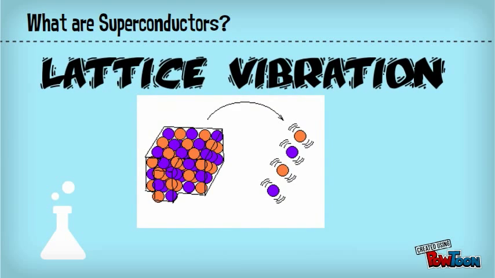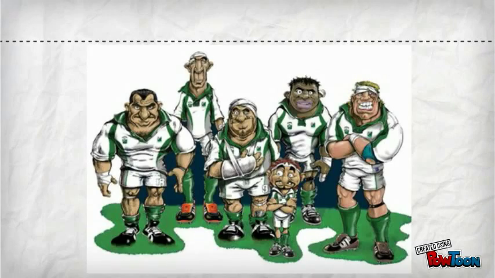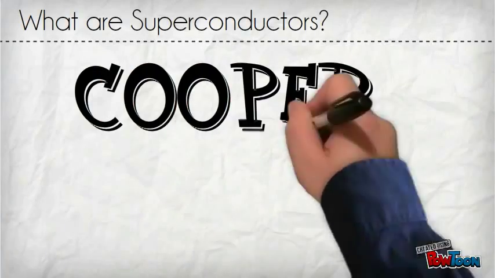Cooper realized that the atomic lattice vibrations were directly responsible for this strange phenomenon. They forced the electrons to pair up into teams in order to pass all of the obstacles. This condensation of electrons is known as the Cooper pairs.